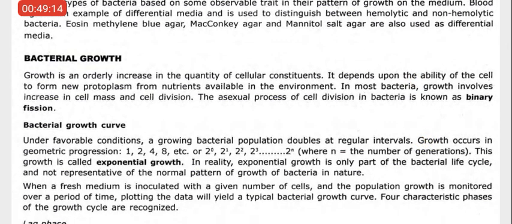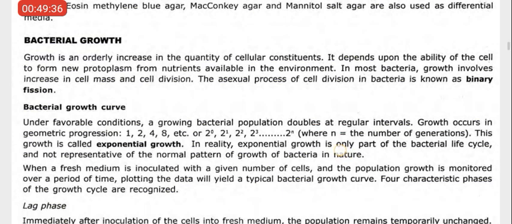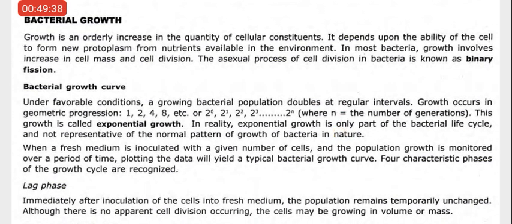Next is bacterial growth. Growth is an orderly increase in the quantity of cellular constituents. It depends upon the ability of the cell to form new protoplasm from nutrients available in the environment. In most bacteria, growth involves an increase in cell mass and cell division. The asexual process of cell division in bacteria is known as binary fission. And bacterial growth curve: under favorable conditions, a growing bacterial population doubles at regular intervals.